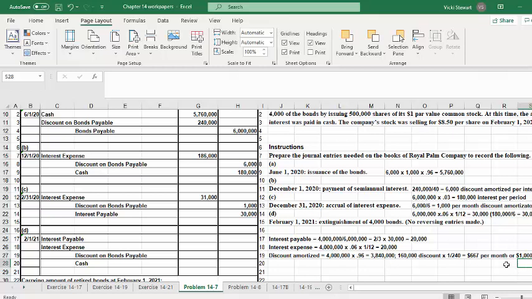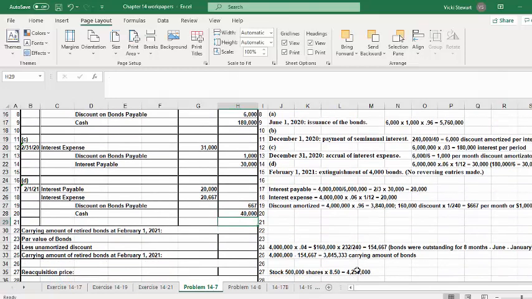So now we're ready to make the entry to record the payment of the accrued interest on the 4,000 bonds that we are going to be extinguishing. We would debit interest payable for $20,000, and we would debit interest expense for $20,667. We would credit discount on bonds payable for $667, and we would credit cash for $40,000.